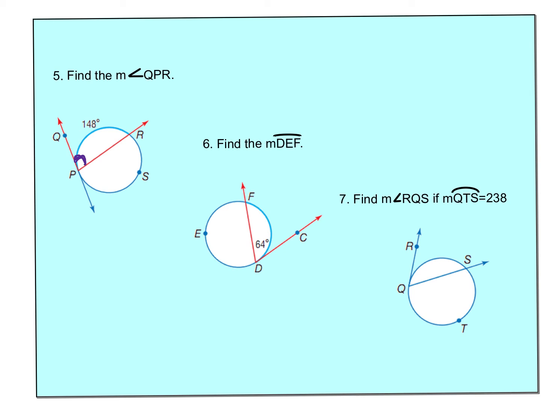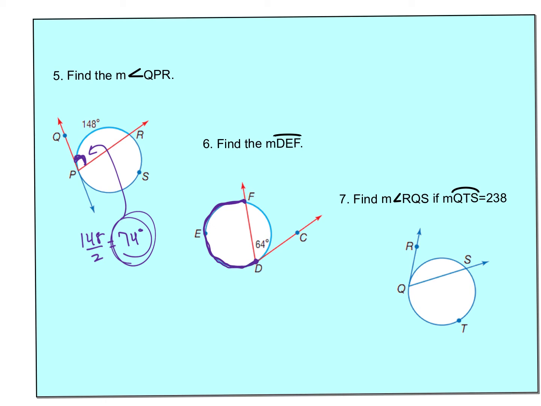All right, number 5, the first one. So all I'm going to do is take 148 divided by 2, and that's going to be 74 degrees. That's my answer right there. That's it. But now take a look. Now they want, how big is arc DEF? How big is that arc?